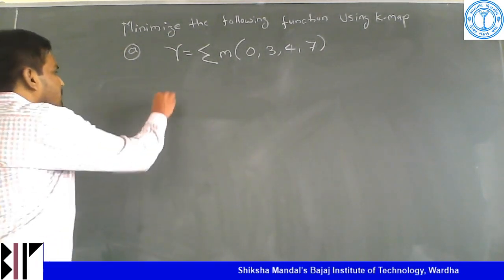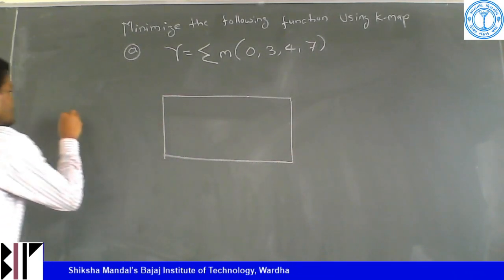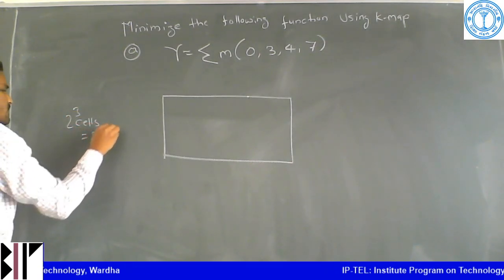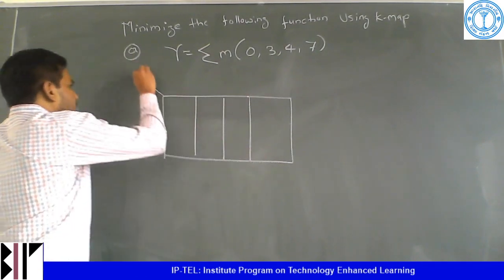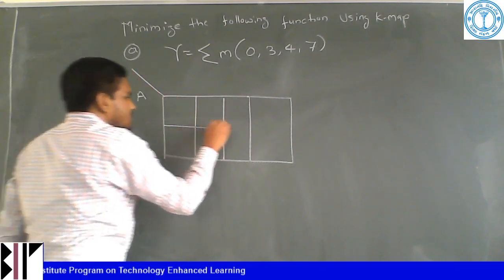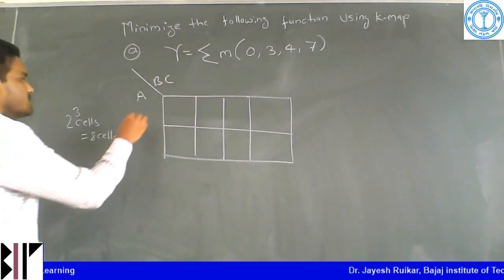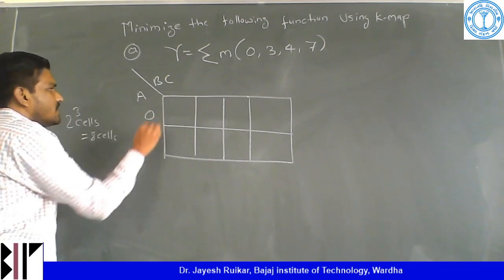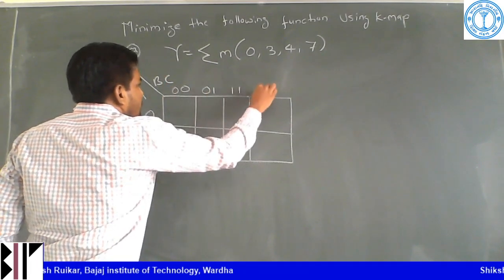So, a 3 variable K-map, how can we draw it? A 3 variable K-map requires 2 raised to 3 cells, that is 8 cells. These are the cells. Now I am drawing the K-map. I am writing the A variable on this side and the BC variables on this side. For A, I am writing 0 and 1, and for BC, 00, 01, 11 and then 10.